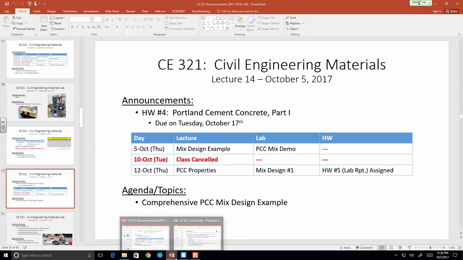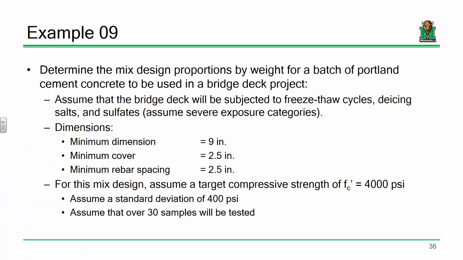All right, so very briefly let me go over the target of the mix design that we're doing today. We're going to be determining the mix design proportions for a batch of concrete that's going to be used in a bridge deck. So we're talking about a concrete that's going to be used in an exterior application. It's going to be subjected to freeze-thaw cycles, de-icing salt, sulfates. So air entrainer is definitely going to be used for this.